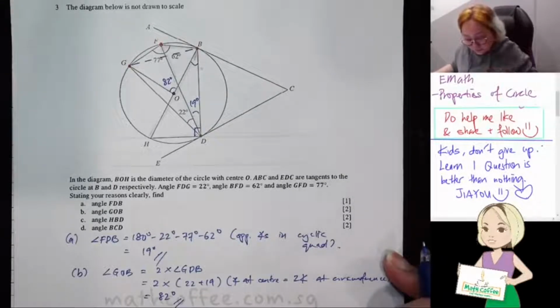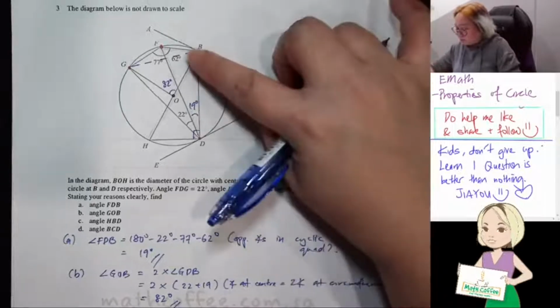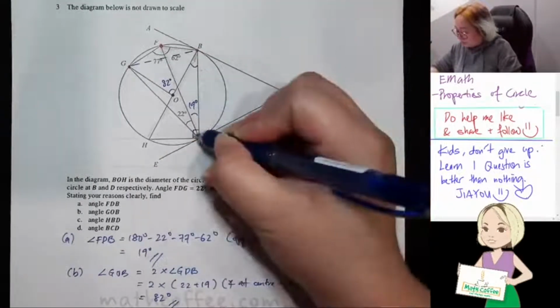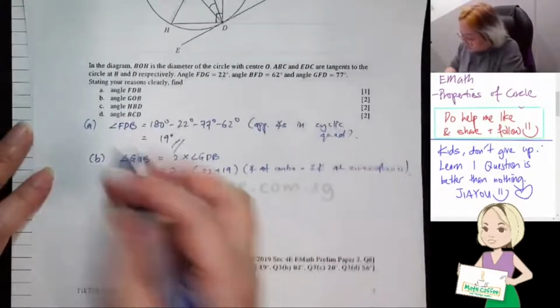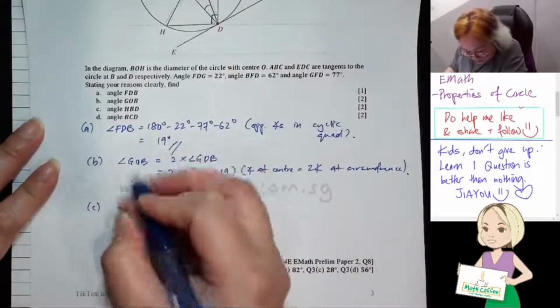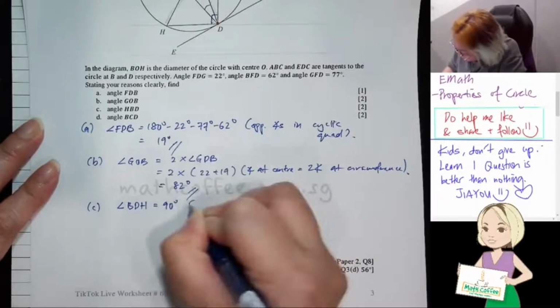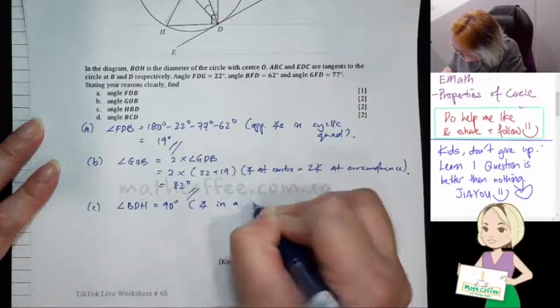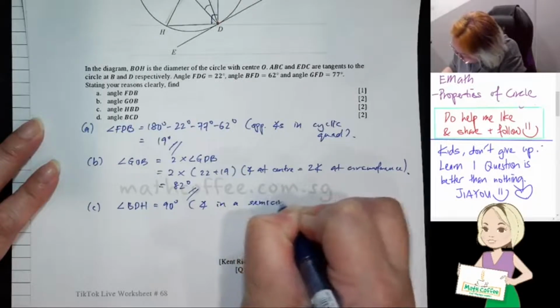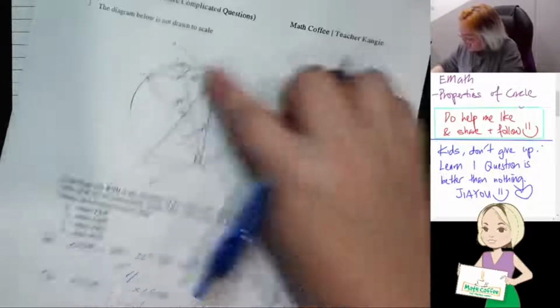Okay. Now let's see. So I'm going to state this angle first. Part C. I'm going to say this angle BDH is equals to 90. I'm going to say this is angle in a semicircle. This is 90 degrees.